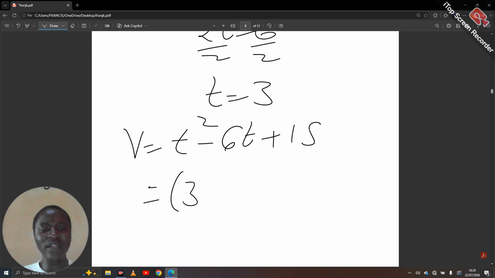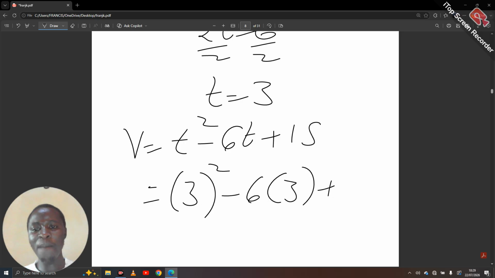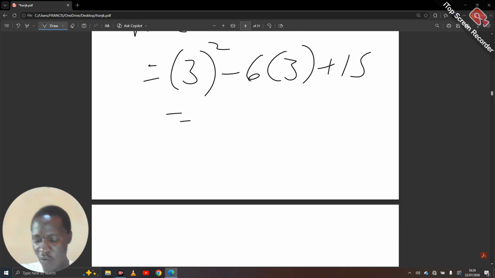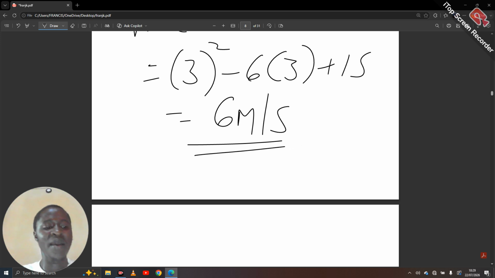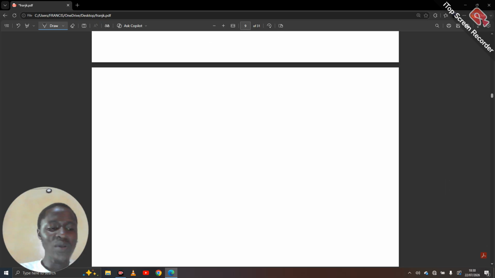So to get the maximum velocity, where there's t, substitute with 3. So we are having 3 squared minus 6 into 3 plus 15. The work of a calculator. This one gives us 6 meters per second. That is the first question. Let us look at question number 2.